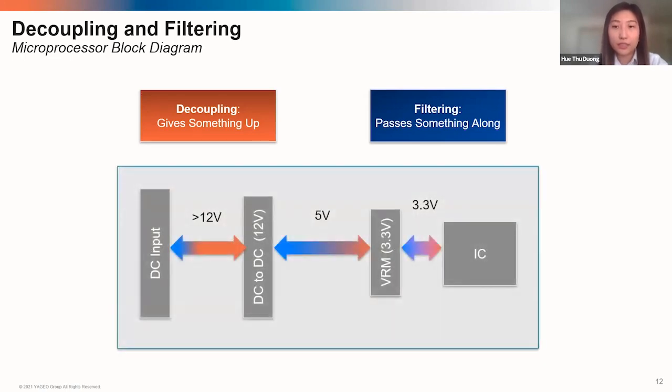And in this example, in this microprocessor block diagram, we have 4 main stages. So first we have the DC input, then we have the DC to DC conversion where that voltage is being stepped down, the voltage regulator module, and then finally the IC. And between all of these stages, we've got decoupling and filtering capacitors to absorb and deliver charge depending on what's needed.